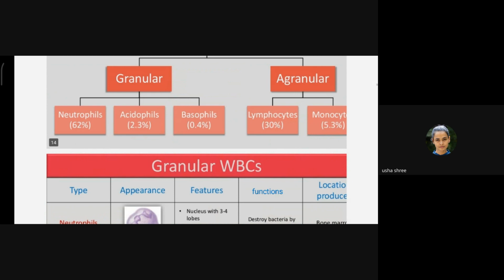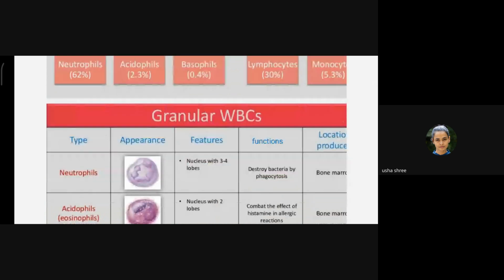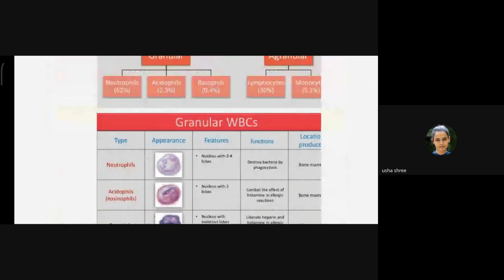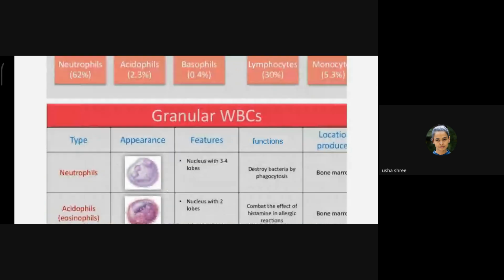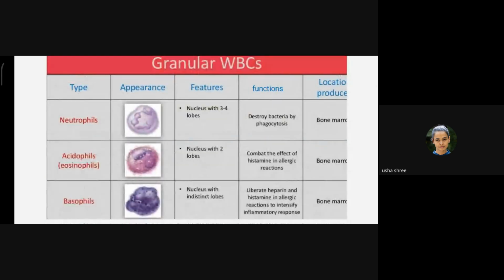Now, granular WBC are neutrophils, acidophils, and basophils. Appearance you can see in this picture. Features of neutrophils are nucleus with 3 to 4 lobes, and functions: destroy bacteria by phagocytosis, produced from bone marrow. All these 3 types of WBC are produced from bone marrow.